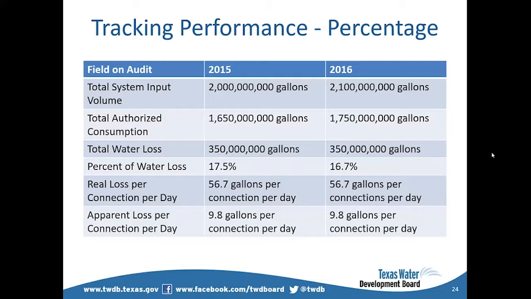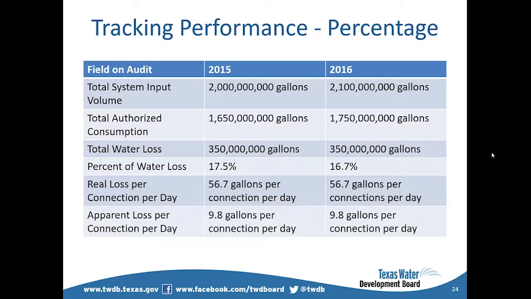So how we view it here is, on the left is 2015. This hypothetical system had 2 billion gallons that went into the system, 1.65 billion gallons that was authorized for use. So we were able to calculate a water loss of 350 million gallons. And then if we do the percent of water loss calculation, that is 17.5%.